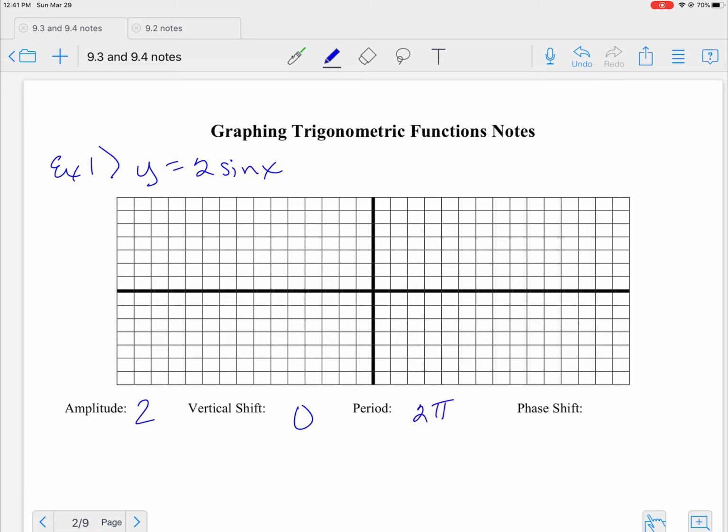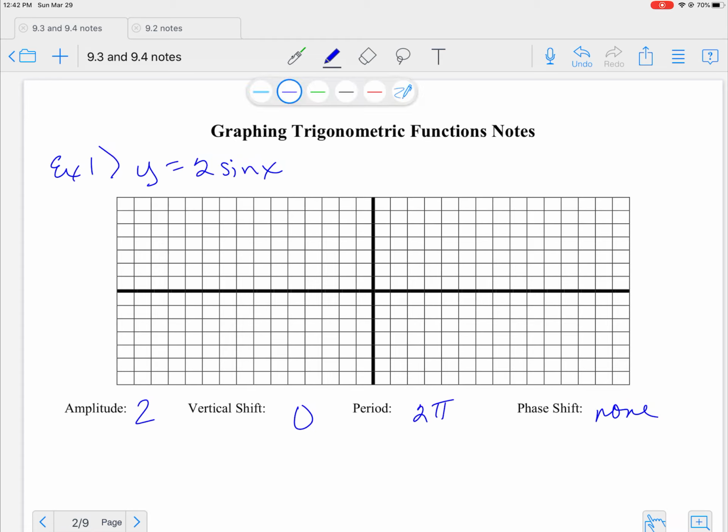Am I shifting vertically? Am I adding or subtracting outside? Nope. What is my period? 2 pi. Good. This is a 2 pi period because I don't have any b value, so I don't have to worry about this. This is like 2 pi divided by 1, which just keeps me at my 2 pi. Am I shifting horizontally with this phase shift? Nope. You can write none, you can write 0, whatever.